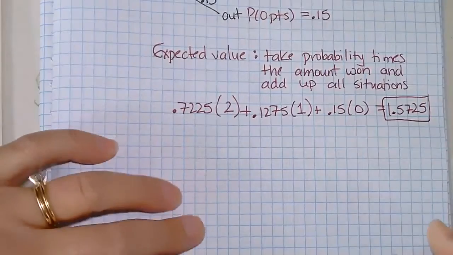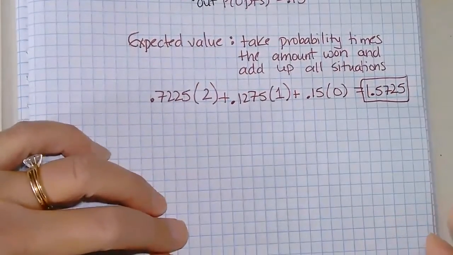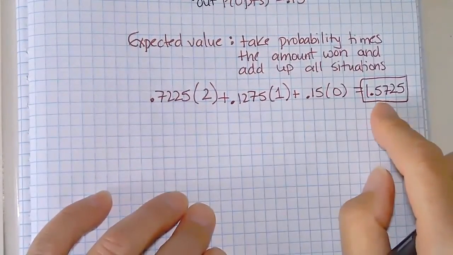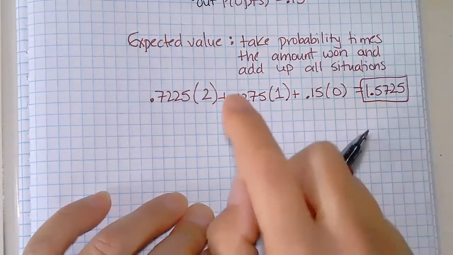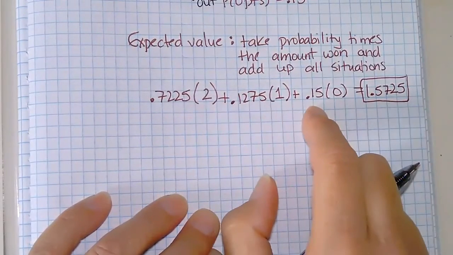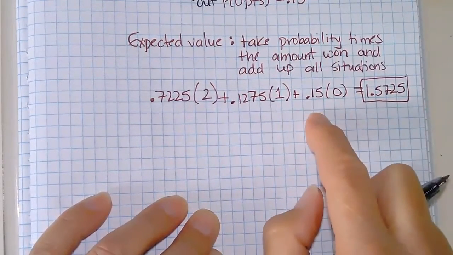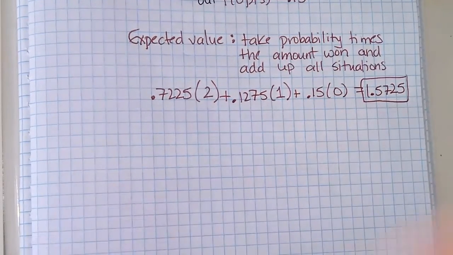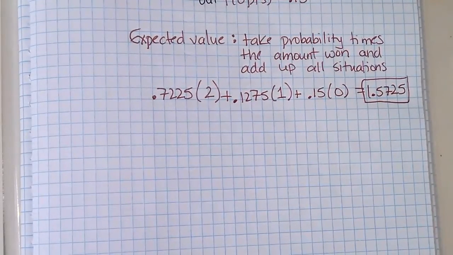Now remember, expected value does not need to be an outcome that will really happen. The player will not be able to score 1.5725 points. They're either going to score 2, 1, or 0. But on average, over time, this would be the average amount of points. And that's your notes for today.